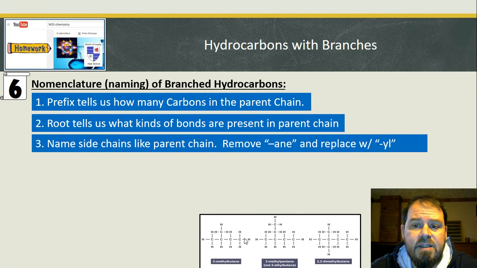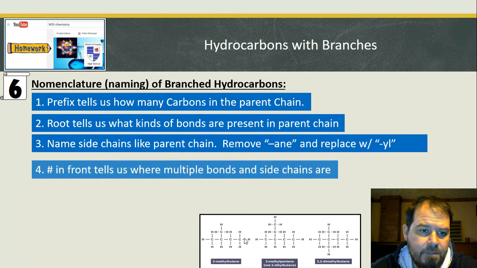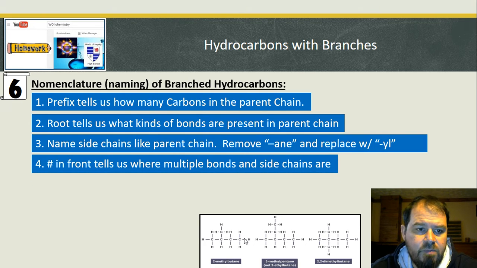The thing that's different is I take the ane off of the methane and make it a yl, so it would become a methyl. Once I see that yl, I know it's a side chain. And maybe you can think of that Y as having a side, looking like a side chain. I mean, that's how you remember it. But we do it enough times and we'll just get it.